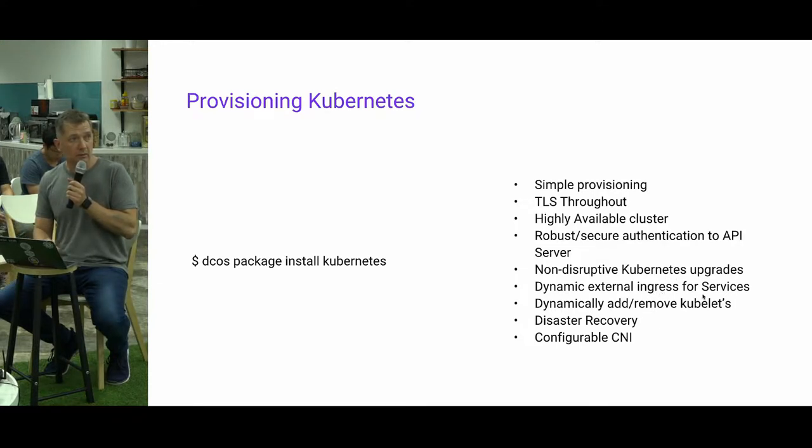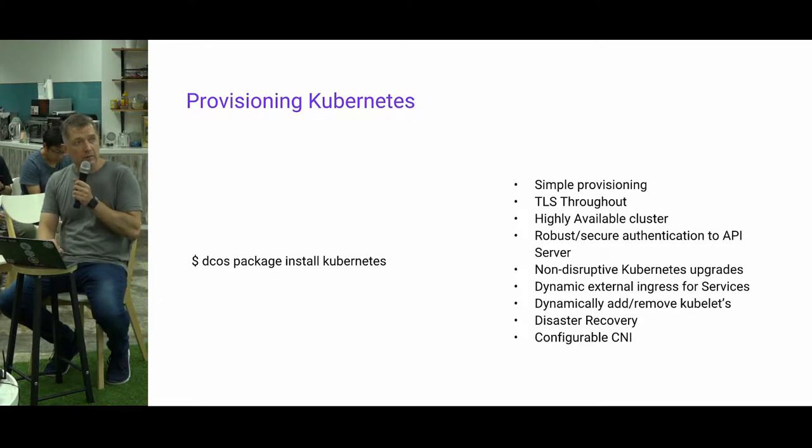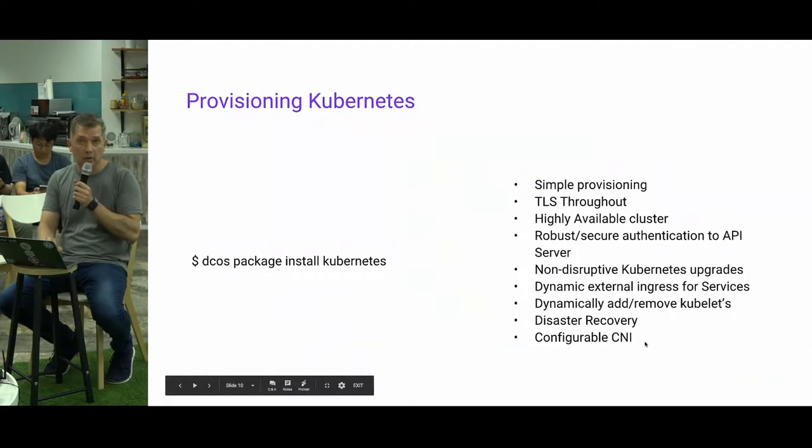You can use ingress for services. We support Kubernetes on Amazon right now, with Amazon as a cloud provider, and Google Cloud and Azure are coming as well. So if you have DCOS running on Amazon, you can leverage Amazon cloud provider services for your Kubernetes. You can add and remove kubelets, basically your Kubernetes nodes. Disaster recovery, so it's easy to restore. Back up and restore your clusters, or maybe clone your cluster if you need to. We're using Heptio Ark for that, and you can configure CNI as well. You can use Calico for your network policies and things like that.